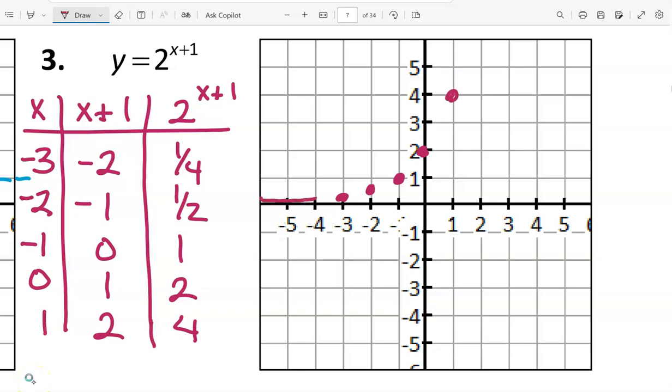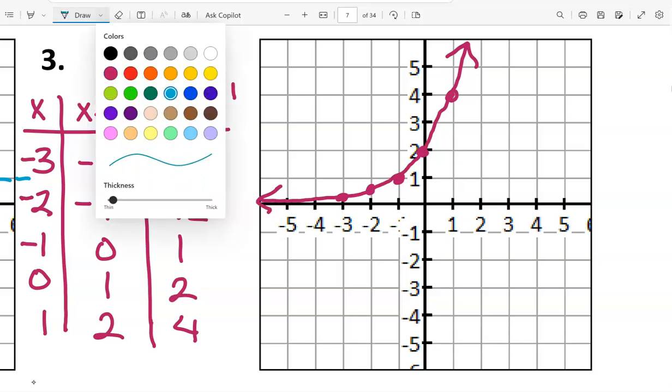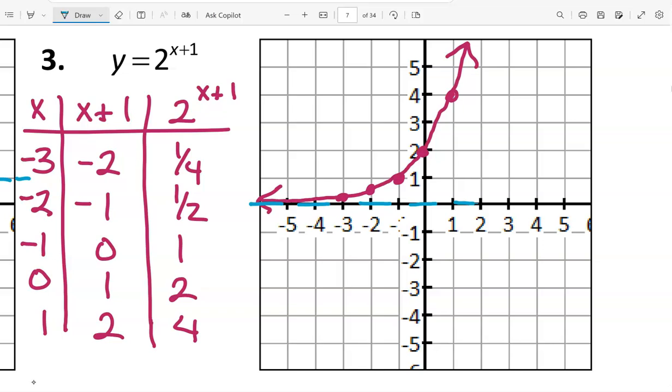Now we can connect and observe that the y values on the left are approaching 0, so that graph's not going to cross the x-axis. You can dash in the horizontal asymptote, but typically when it's on the coordinate axes, you don't have to.